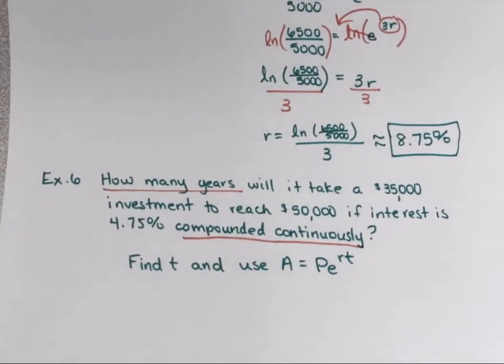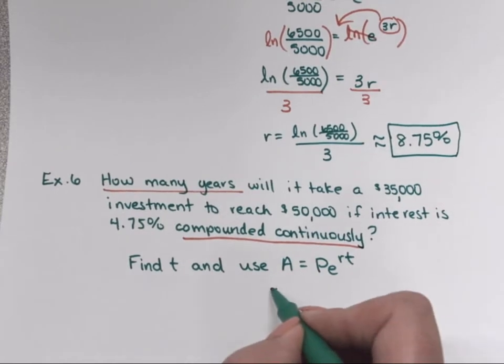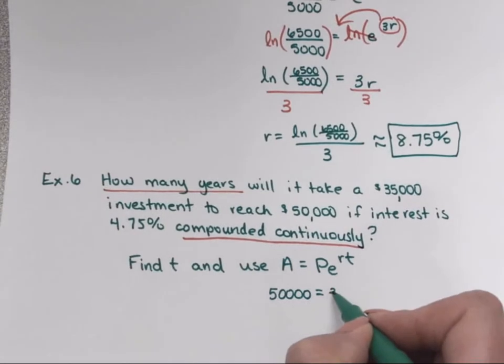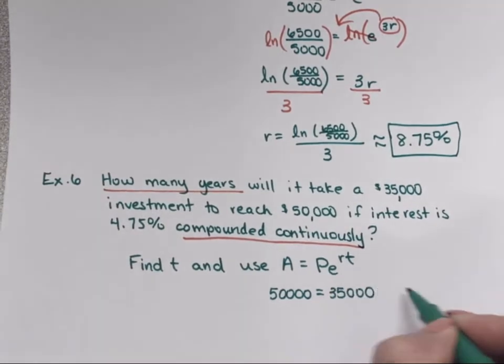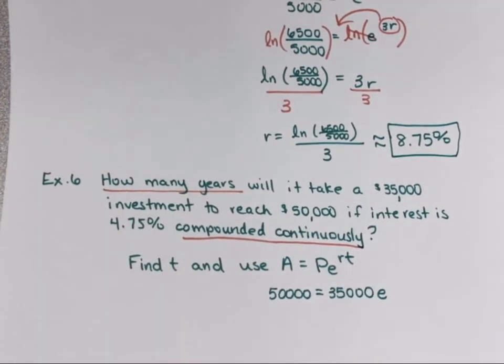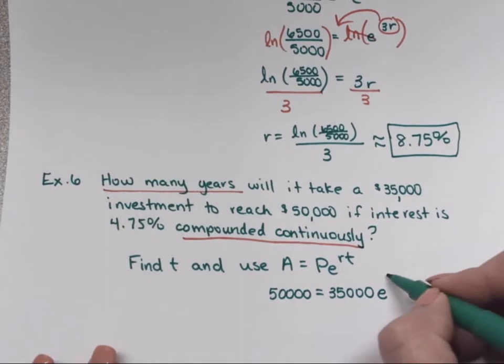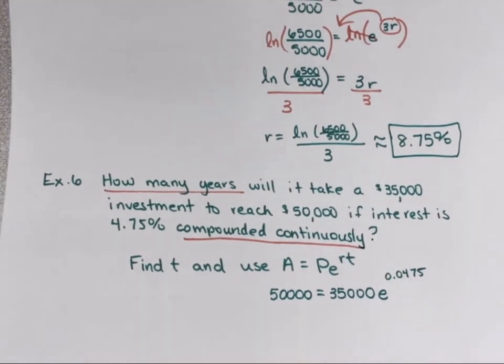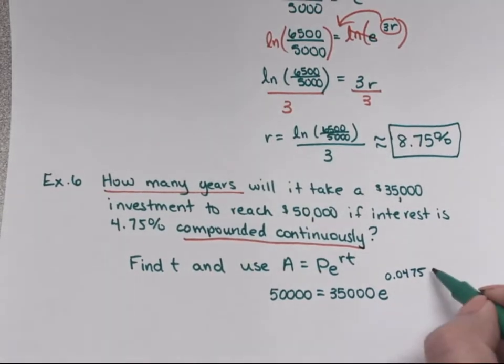So what goes in for A? 50,000 goes in for A. What goes in for P? 35,000. E is always just itself. What about R? What goes in for R? It'd be 0.0475, right? You can't drop off any of the digits. You need them all. Okay, so remember, if you move that twice, you would get 4.75. And then what do I put in for t, because it's my unknown quantity? T.